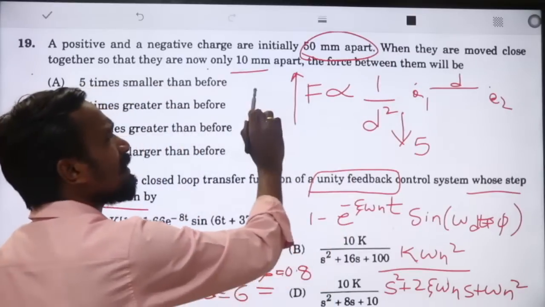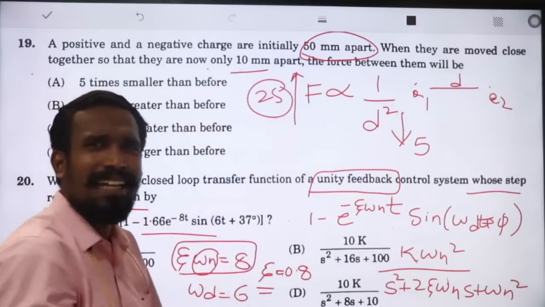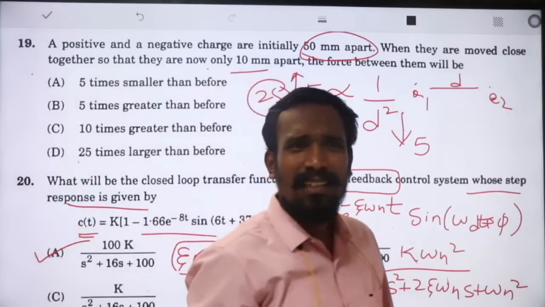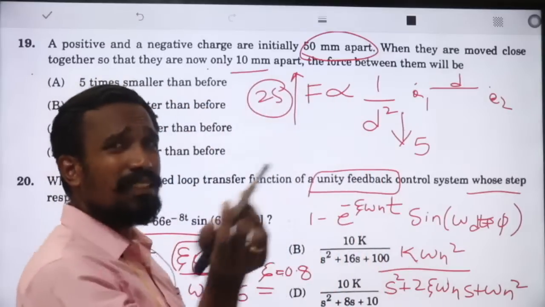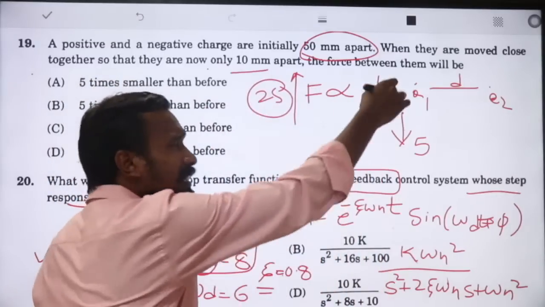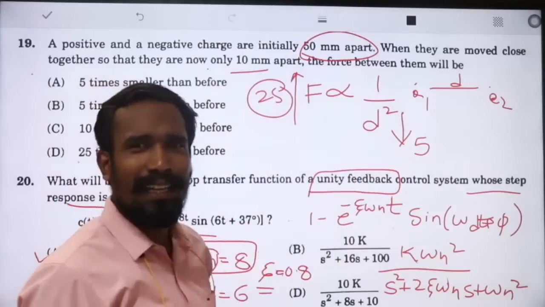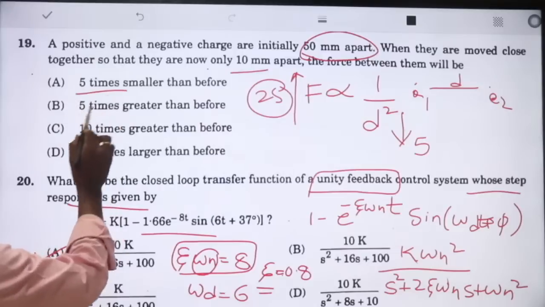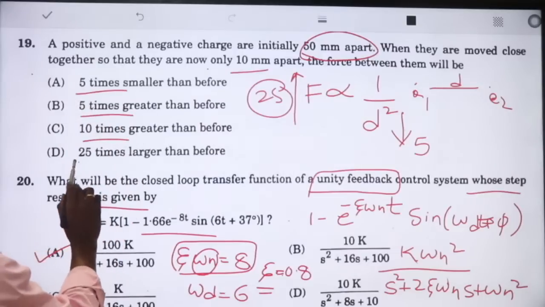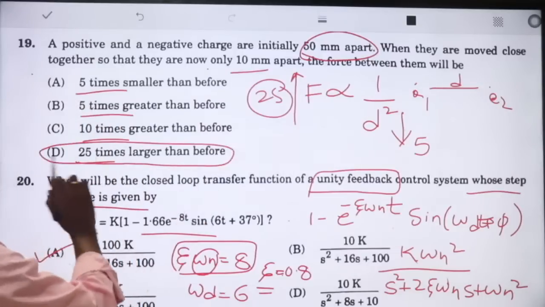So what is the answer? 25 times. Don't make calculations here. We discussed many questions with square formulas, right? When the distance is reduced by 5 times, the force increases by 25 times because of the square. So where is the answer? 5 times, 10 times, 25 times larger than the actual value.